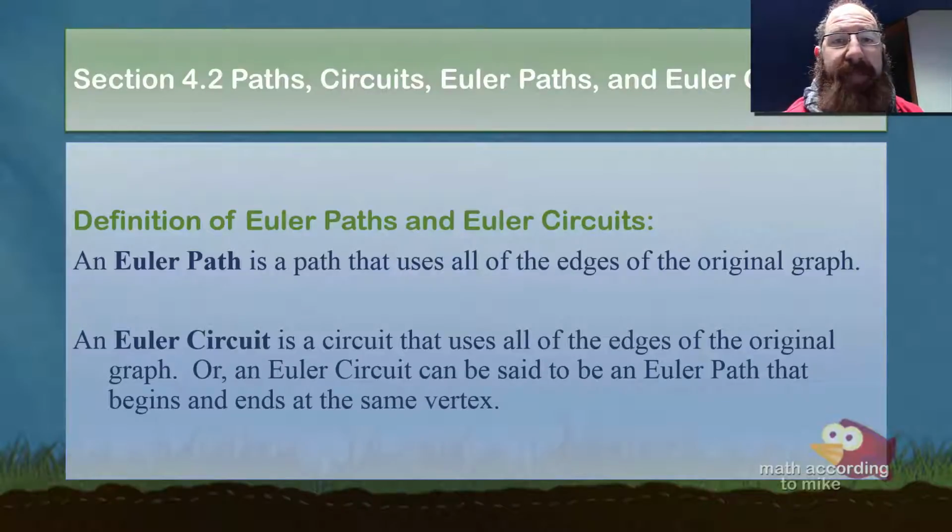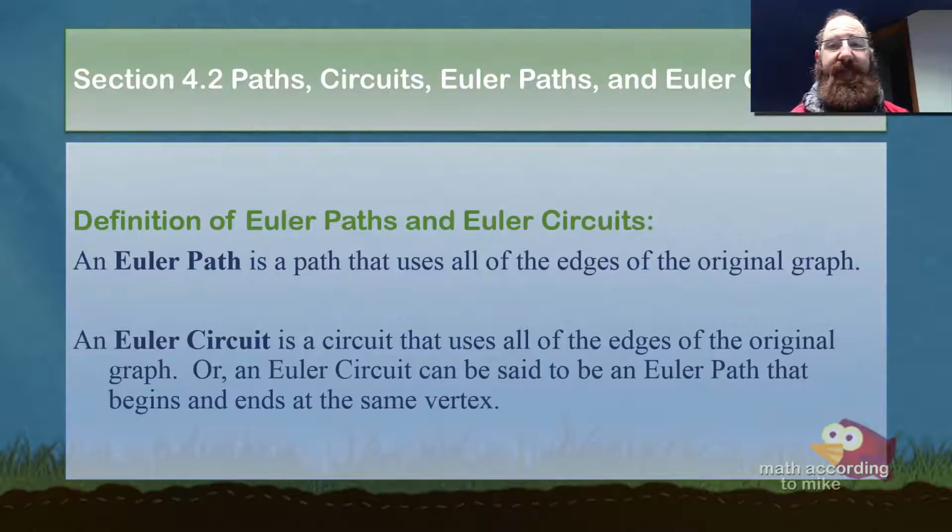All right, as promised, here are the big ones. An Euler path, again, Euler, is a path that uses all of the edges of the original graph. An Euler circuit is a circuit that uses all the edges of the original graph. You could also say an Euler circuit is an Euler path that starts and ends at the same vertex. However you want to define it is totally fine. So when you think Euler, you want to think all edges are being used. Euler means all edges are being used.